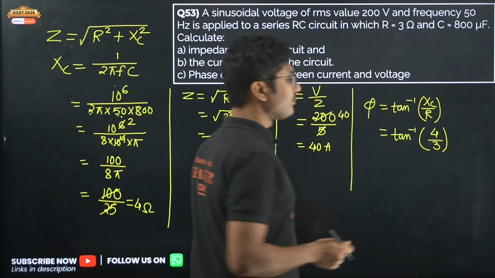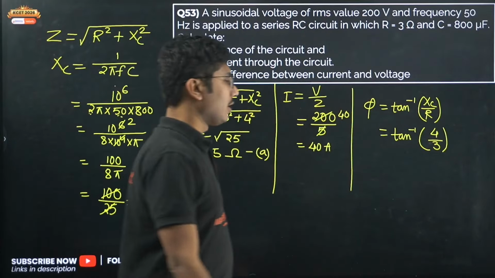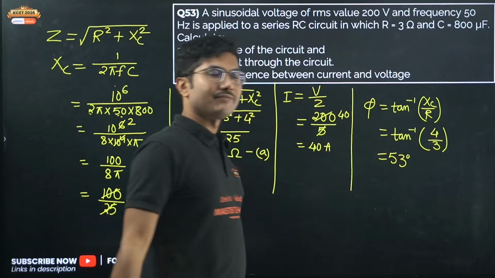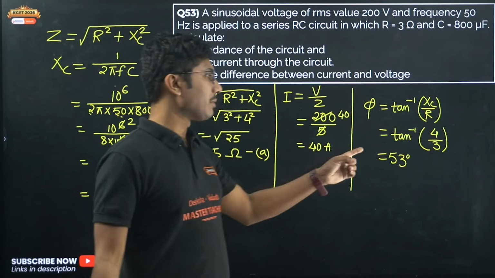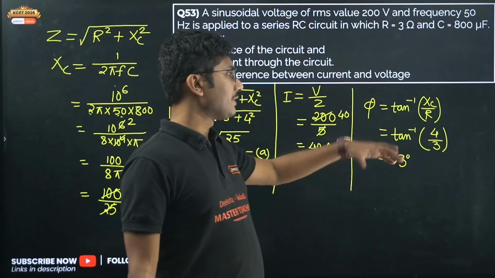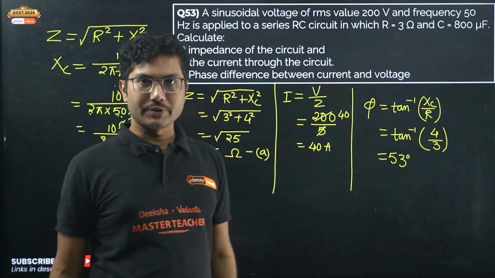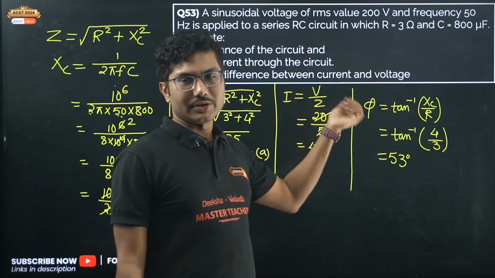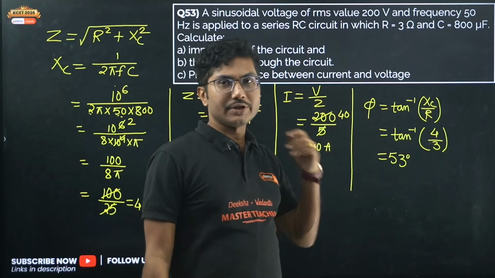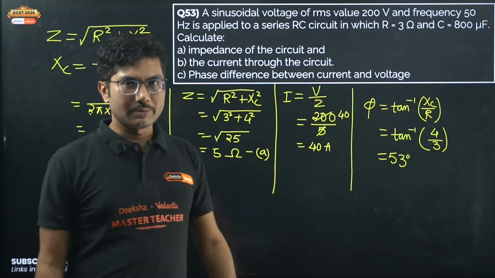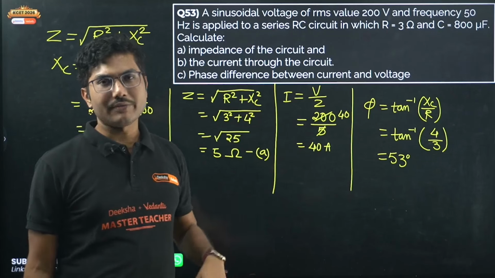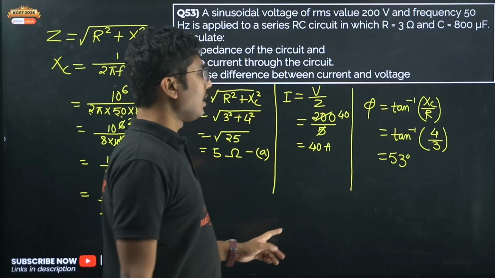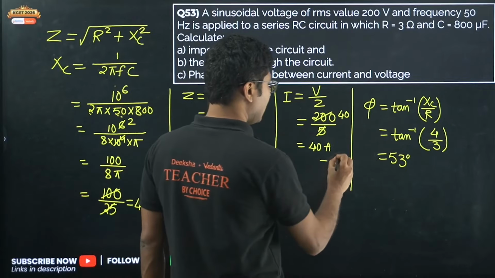This value is very common with the angles. It is basically 53 degrees. 37 degrees and 53 degrees are important angles. You should remember them as well. 37 is 3 by 4, 53 is 4 by 3 in tan inverse. In case of sine also you can calculate: sin 37 is 3 by 5, sin 53 is 4 by 5. Cos also similar: cos 37 is 4 by 5, cos 53 is 3 by 5. So these two angles are important angles. So this is your part B answer.